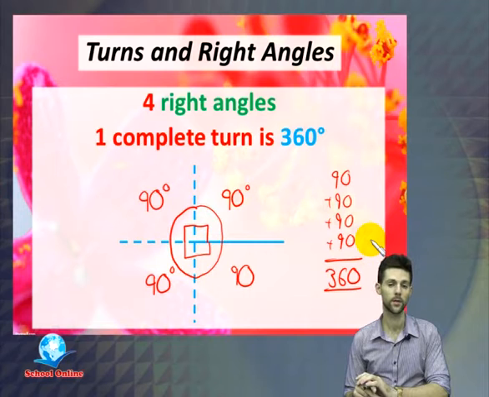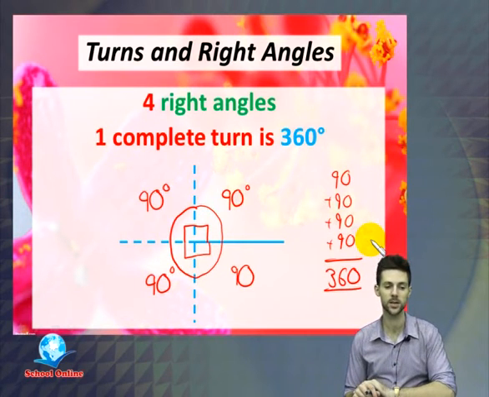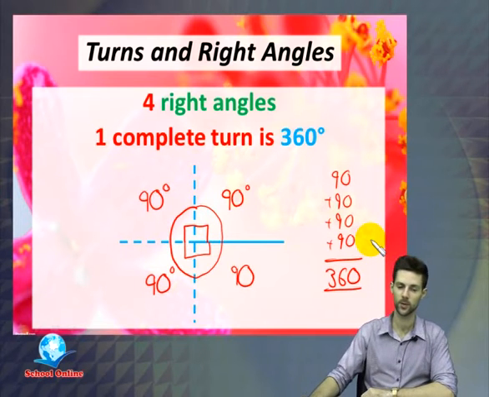What is half a turn? Half a complete turn? How many degrees? 180 degrees. 3/4 of a complete turn is 270 degrees. And one complete turn, 4 right angles together, is 360 degrees. Okay.